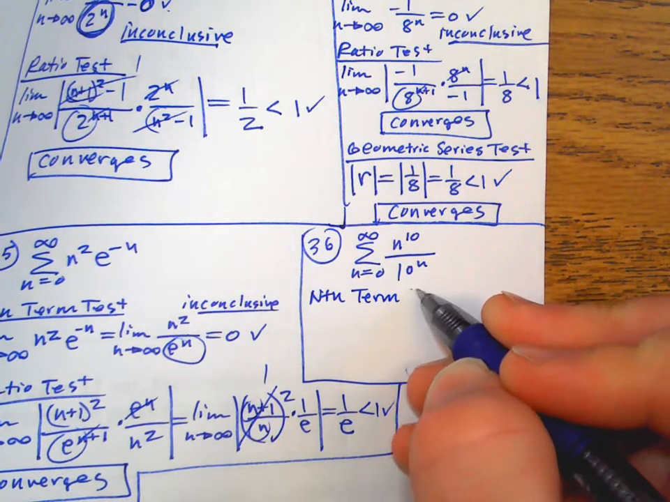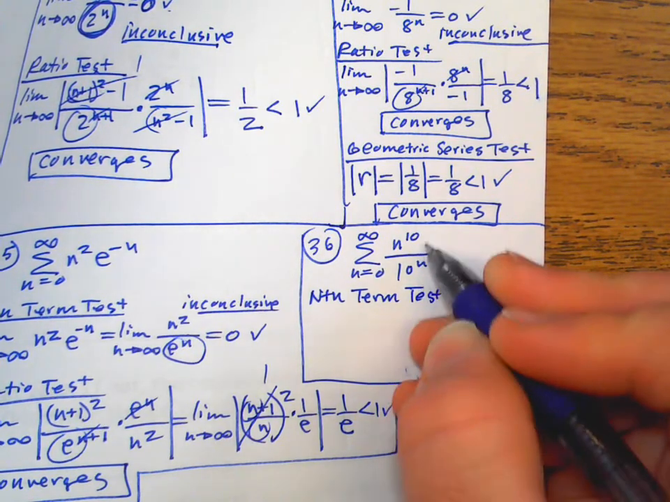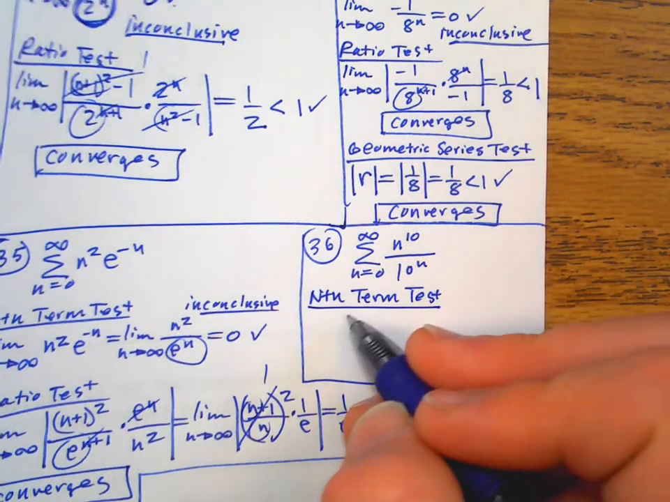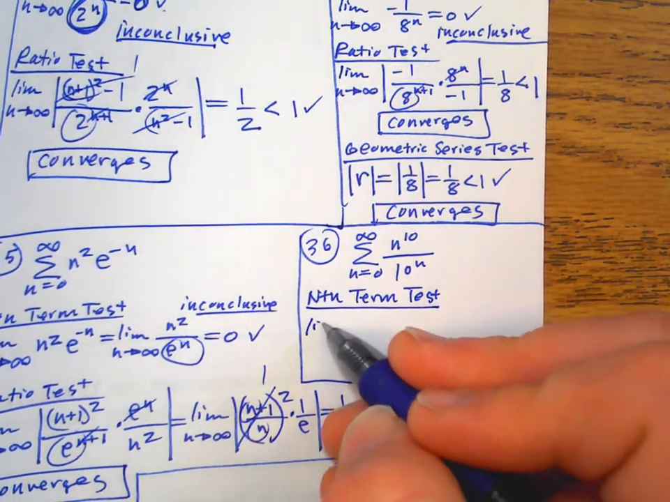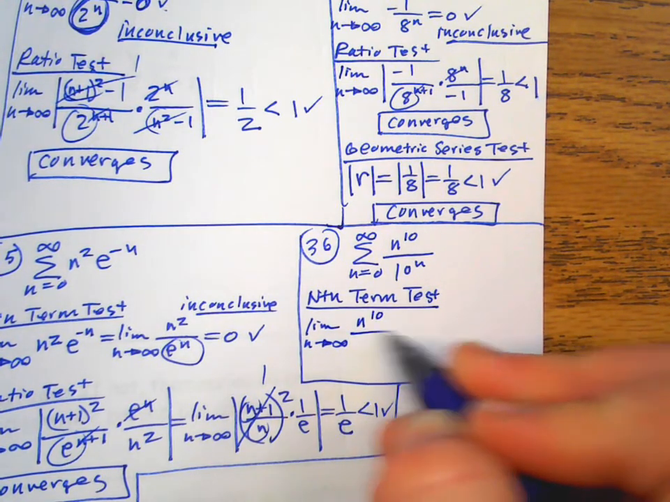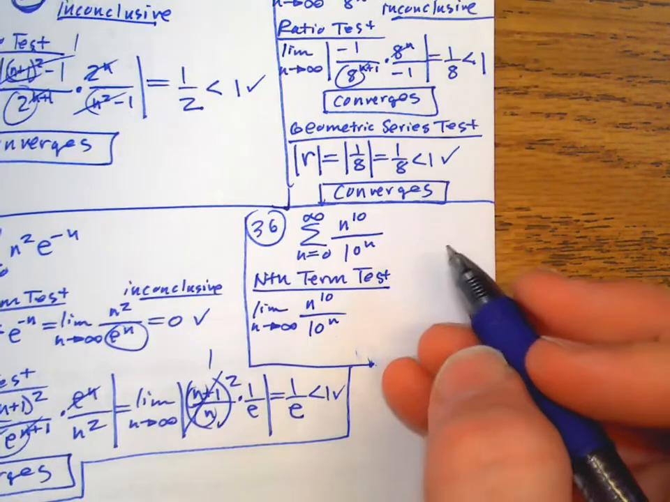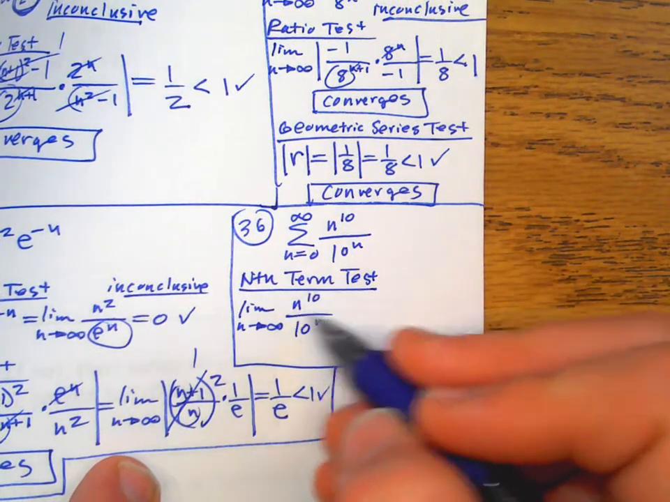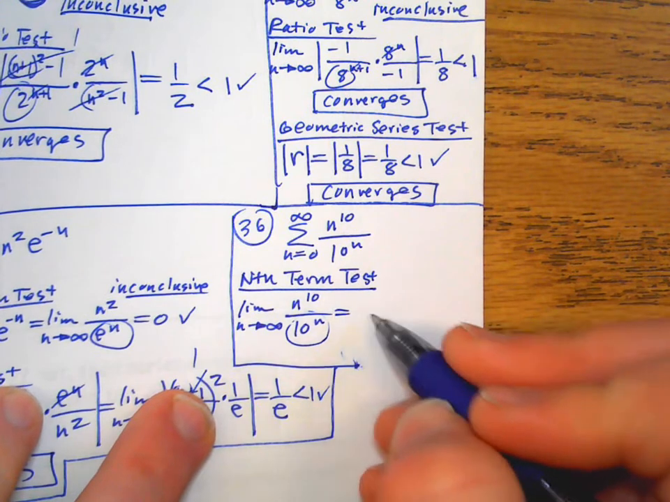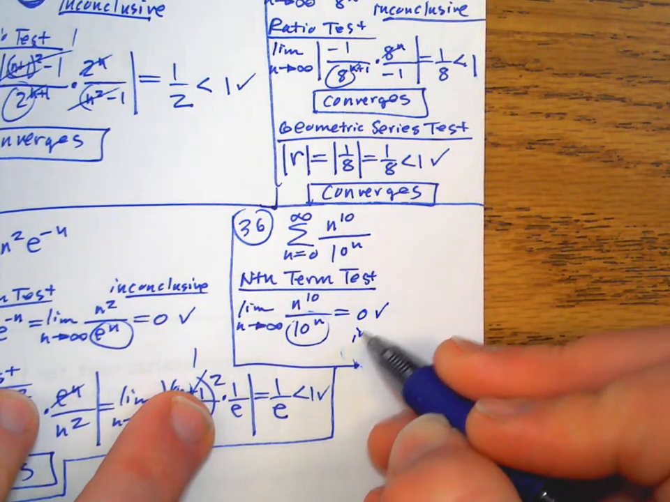Nth term test. Just, if I take n going to infinity, what happens to that? Does it go to 0? If not, that's a problem. So this is going to be infinity over infinity, but we have a 10th degree polynomial on top and an exponential on the bottom, which is going to win. But that's inconclusive.